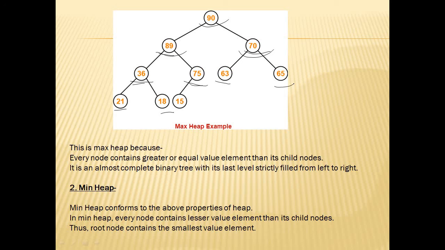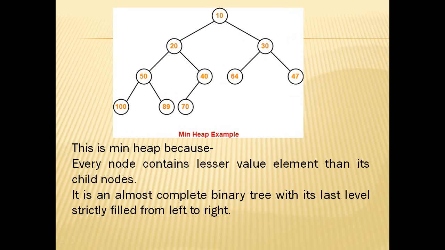Next, the second one is min heap. Min heap conforms to the above properties of heap, and in a min heap every node contains a lesser value than its child nodes. So it is the opposite. The root node contains a smaller value than its children, so the children have higher values than the root element. Here is an example.